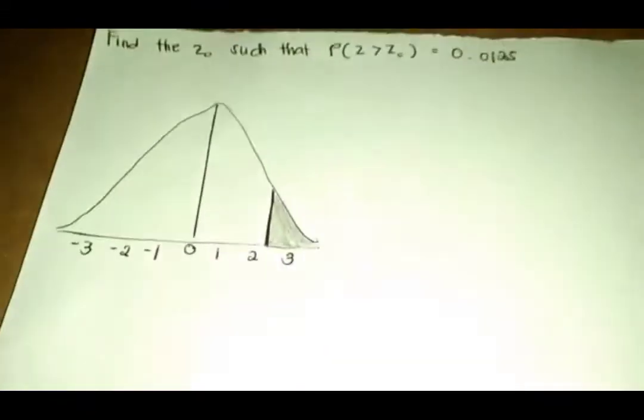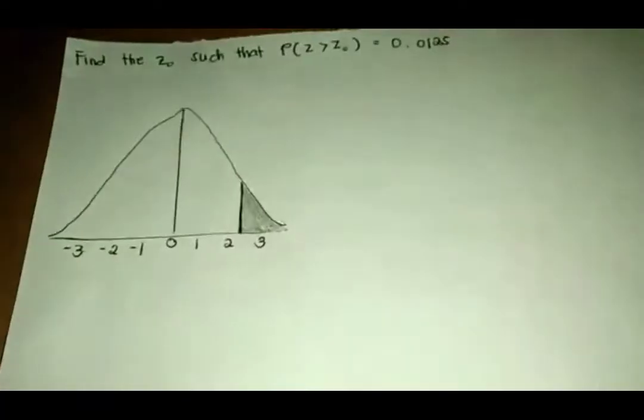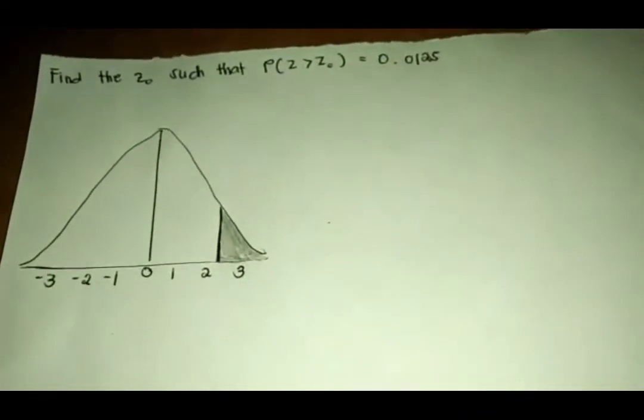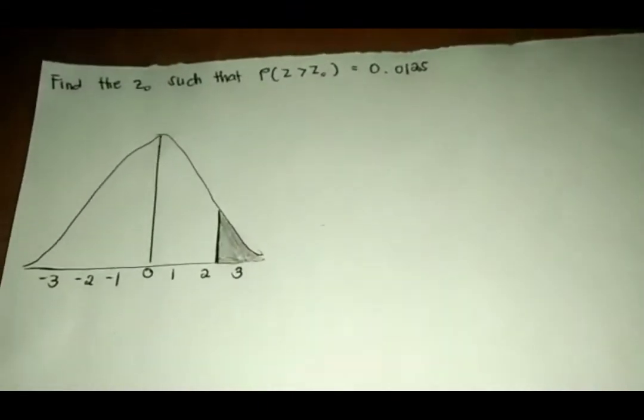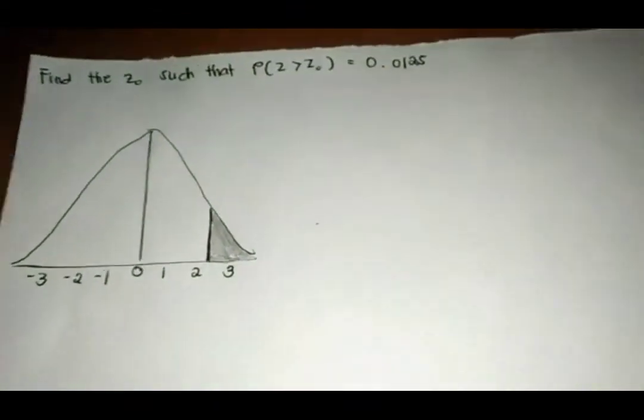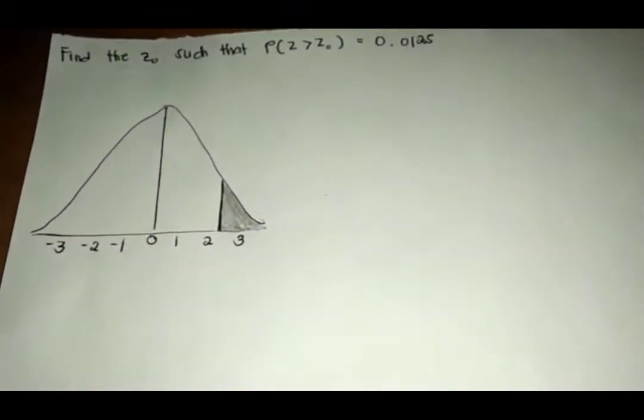We're going to another problem. If the areas are given, what are the values of z? Right now, I will give you some examples. First example: find the z-score such that P(standard normal score is greater than the z-score) equals 0.0125.